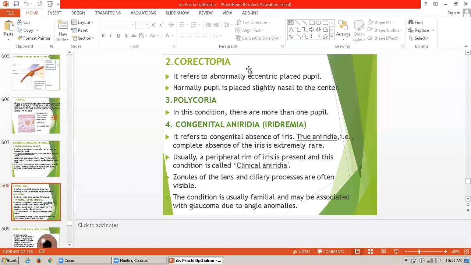Corectopia. It refers to an abnormally eccentrically placed pupil; normally the pupil is placed slightly nasal to the center.